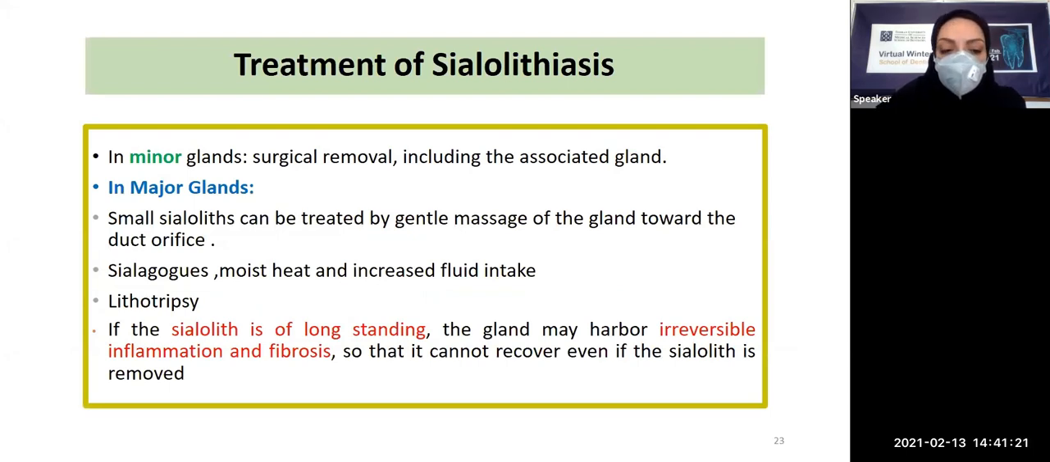So regarding its treatment, it can be treated by gentle massage of the gland toward the ductal orifice. You can use sialogogues or moist heat, or increase fluid intake to increase saliva production, and it can be helpful to pull out the calculi. But of course, in some cases, it needs surgical intervention. And in these cases, in minor salivary glands, you have to take out the associated glands as well.